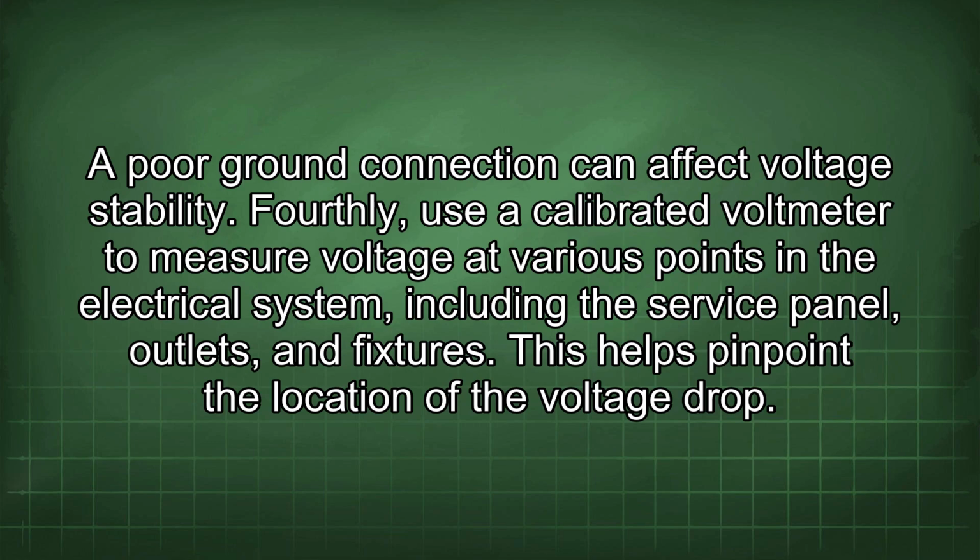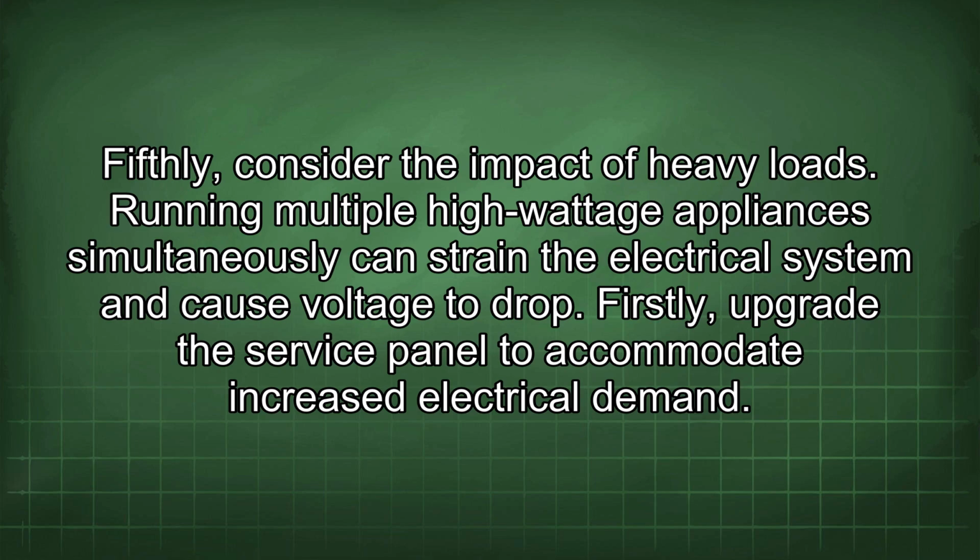Fourthly, use a calibrated voltmeter to measure voltage at various points in the electrical system, including the service panel, outlets, and fixtures. This helps pinpoint the location of the voltage drop. Fifthly, consider the impact of heavy loads. Running multiple high-wattage appliances simultaneously can constrain the electrical system and cause voltage to drop.